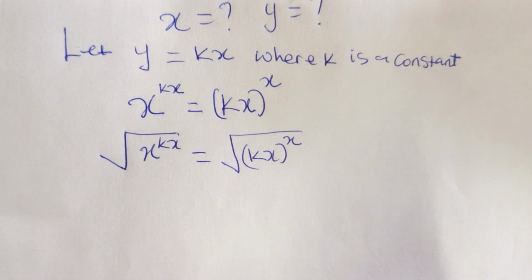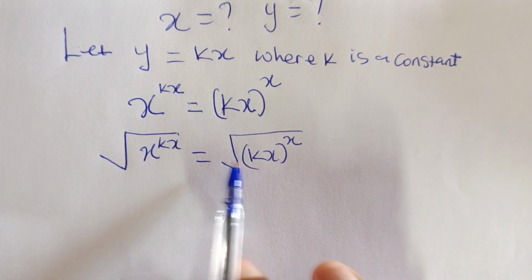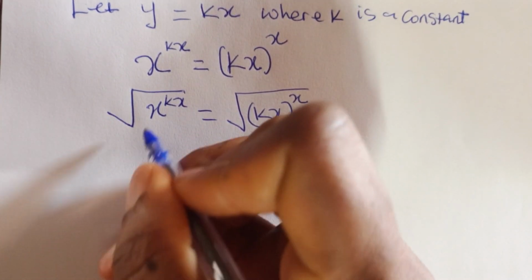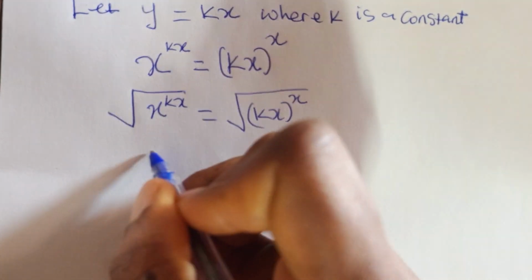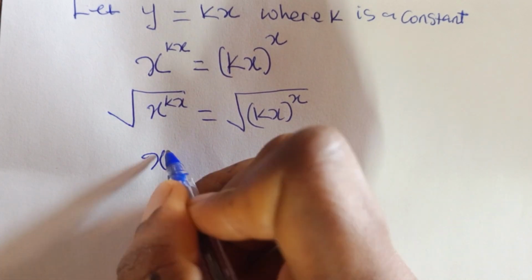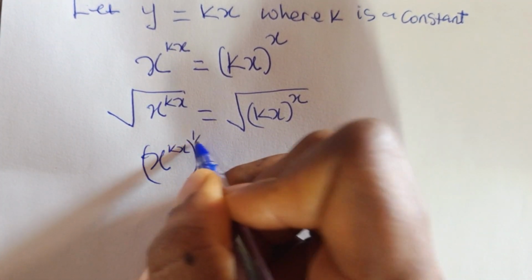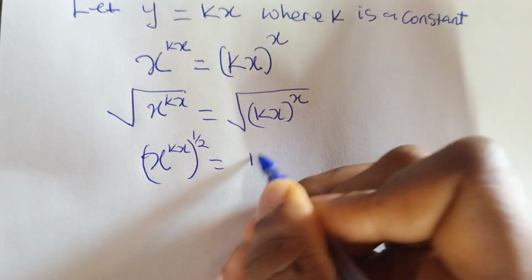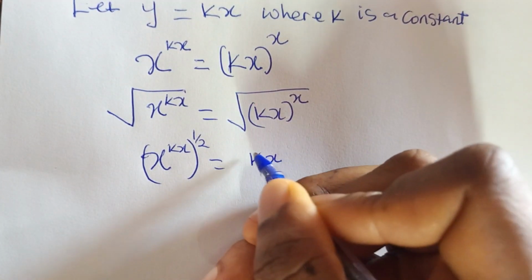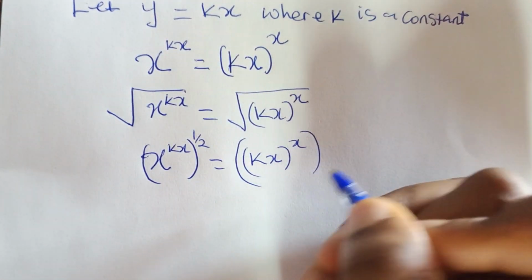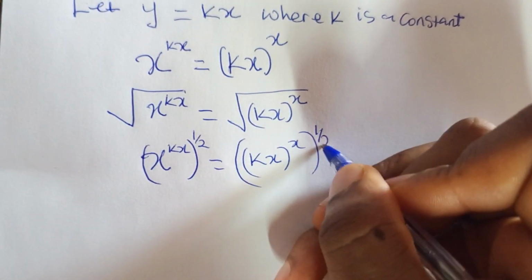Now, let us write the square root in fraction form. That's 1 over 2. This is the square root. This can also be written as x raised to power kx, bracket 1 over 2. We do that to both sides. Kx raised to power of x is power 1 over 2.